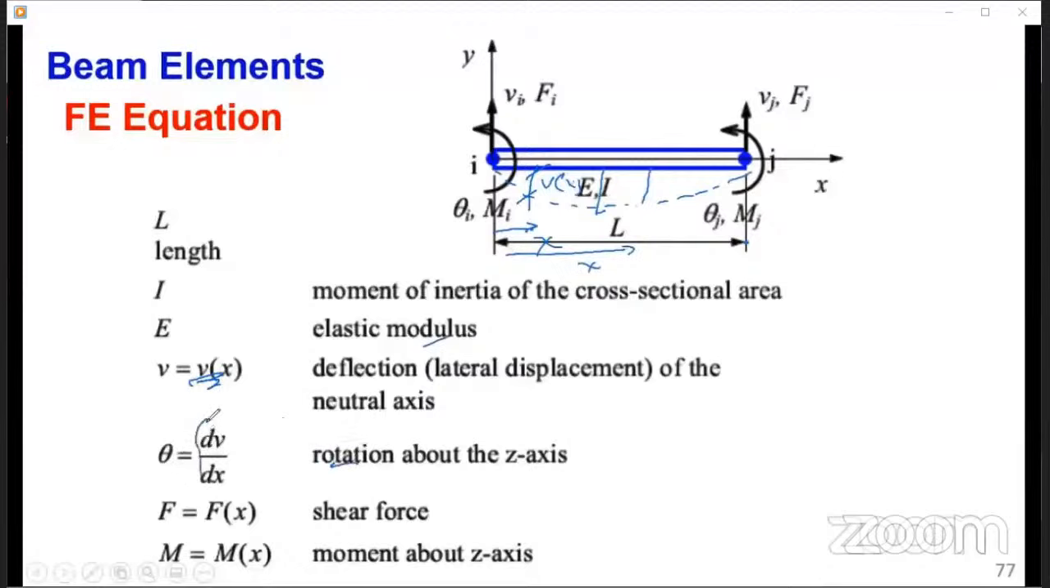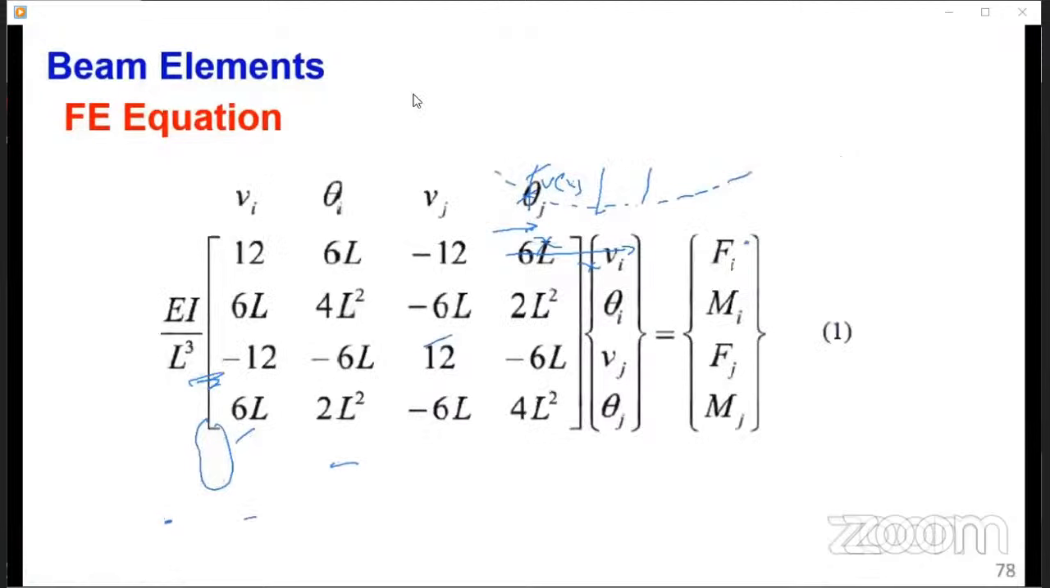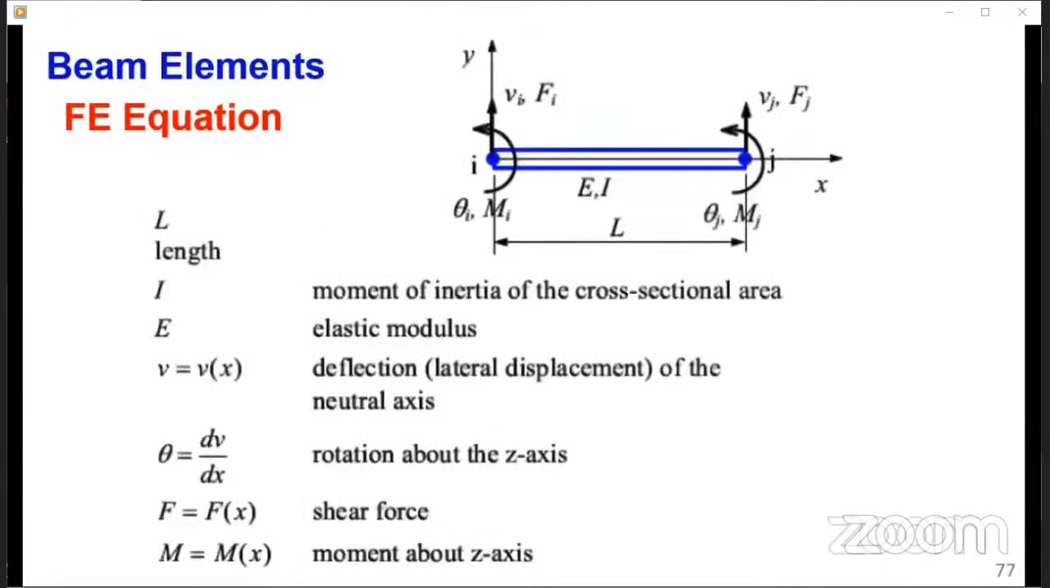Rotation, of course, from the theory: rotation theta is the first derivative of the displacement. The force F is a function of that movement, and the same case, a function of the length. Those are just simple notations which shouldn't confuse you. I can give some hints, because the next step is to use this to come up with the stiffness matrix. The slope is already given here.